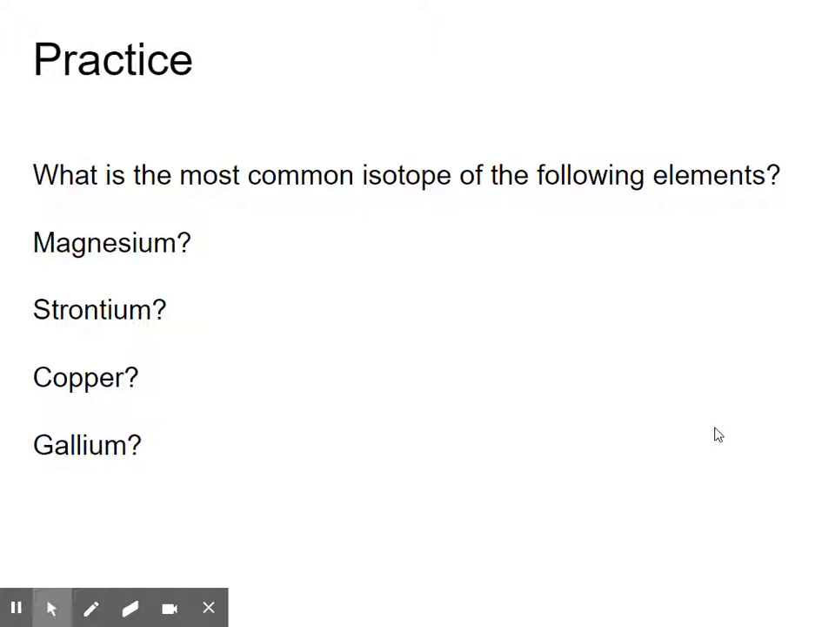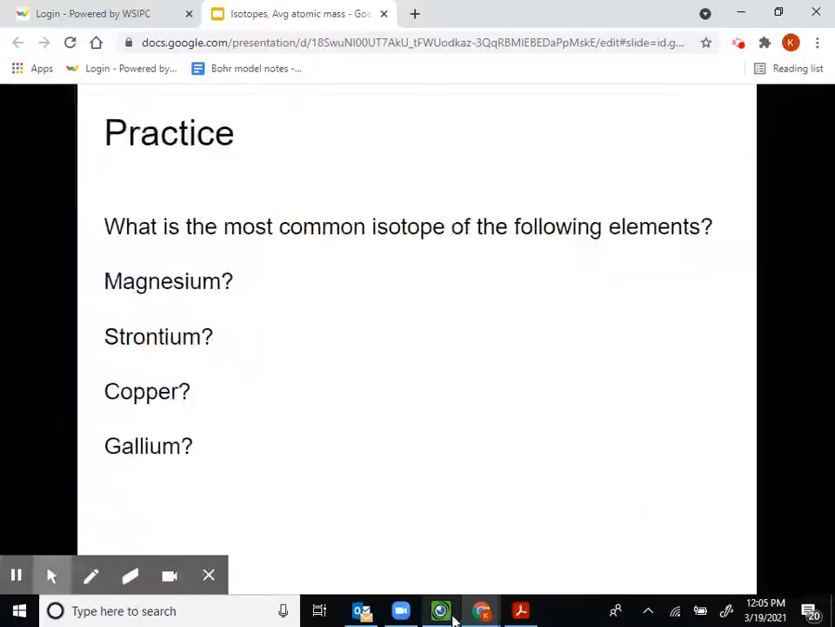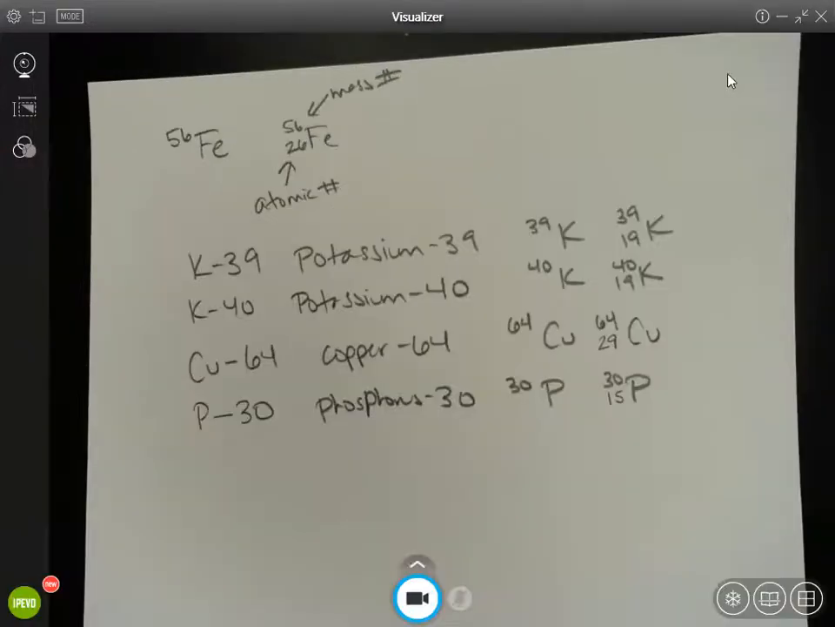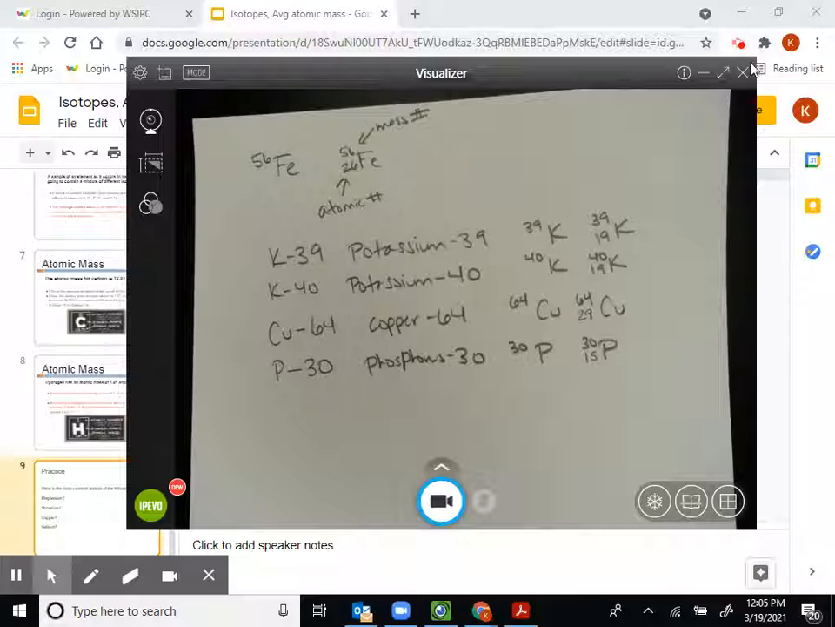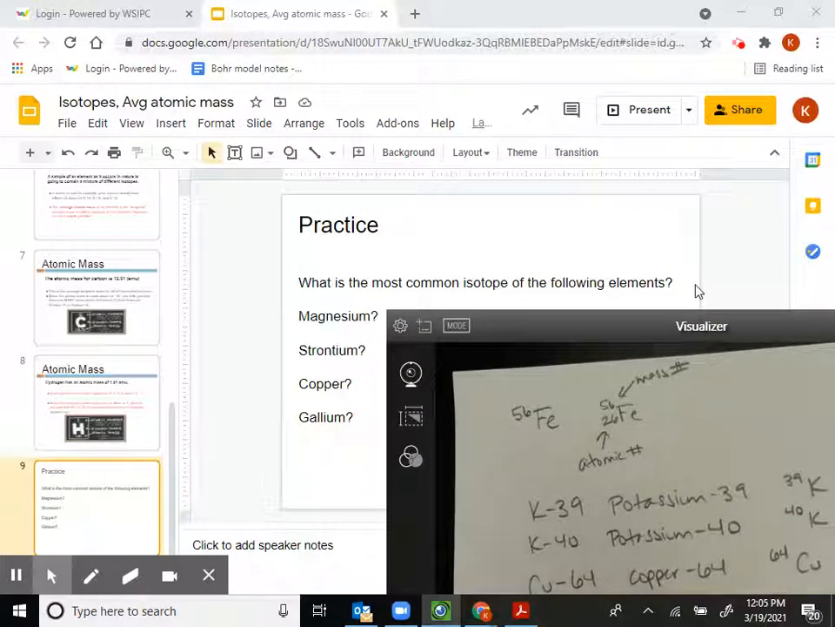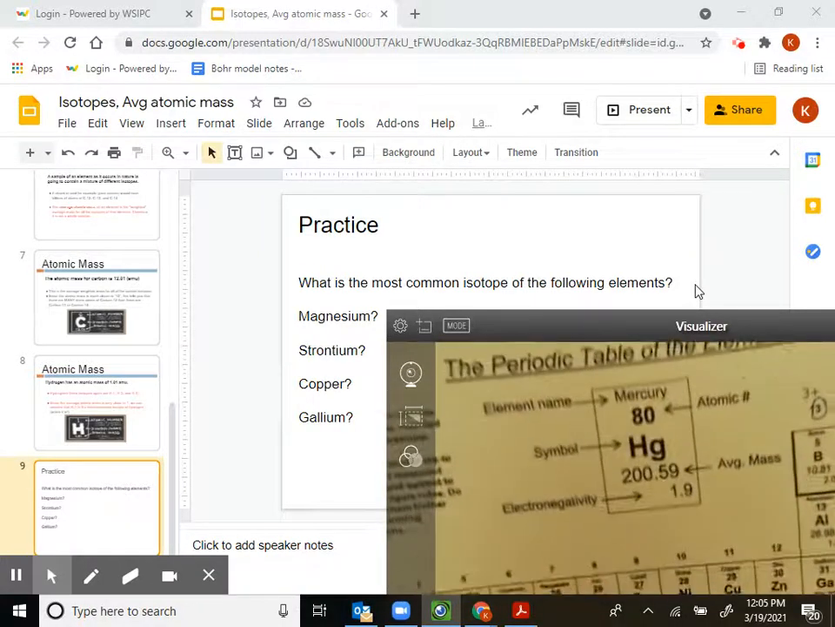So now you can look at the periodic table, and we're going to figure out the most common isotope of the following elements. I'm going to do the first one with you. Pull up my screen again. I'll shrink it a little. Oh, not like that. Okay, I'll just move it. There we go. So it says, what is the most common isotope of the following elements?